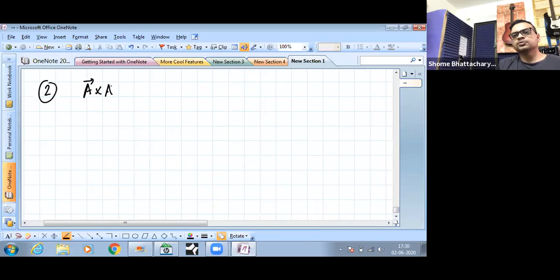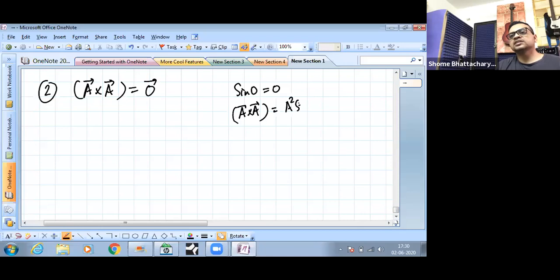Now second property: any vector cross product with itself is a null vector. This is very obvious because sine 0 is 0. So E cross E will be E square sine 0 n cap.